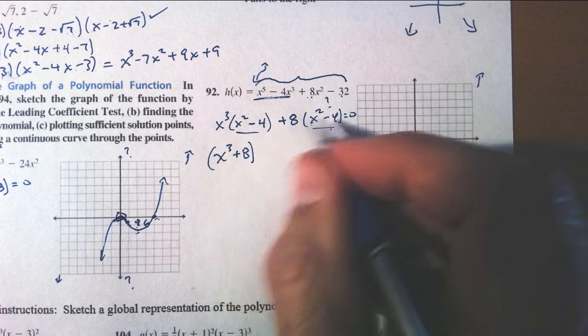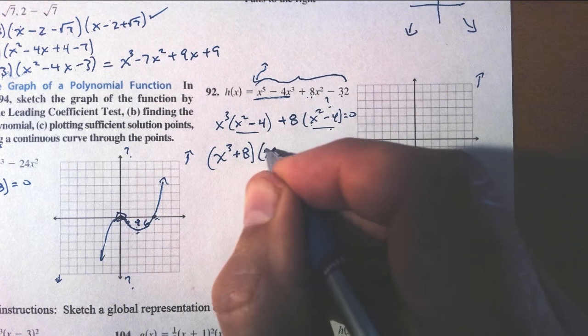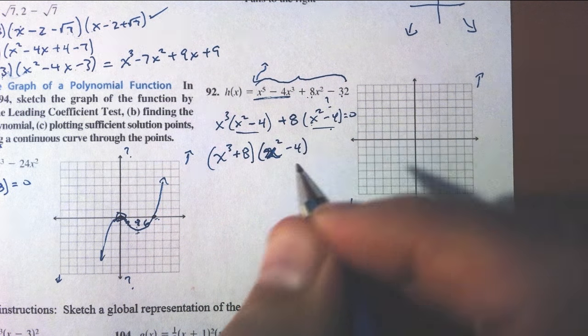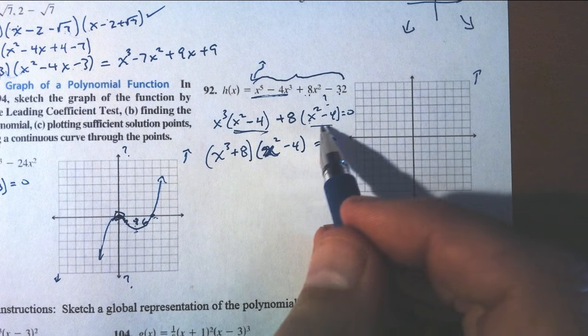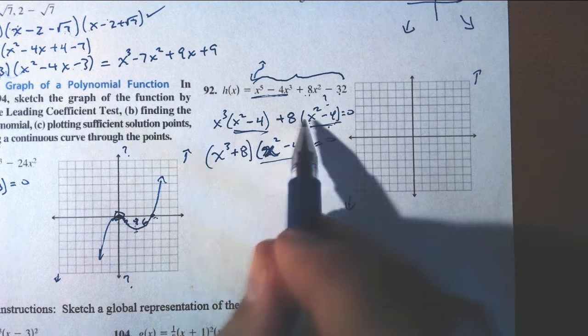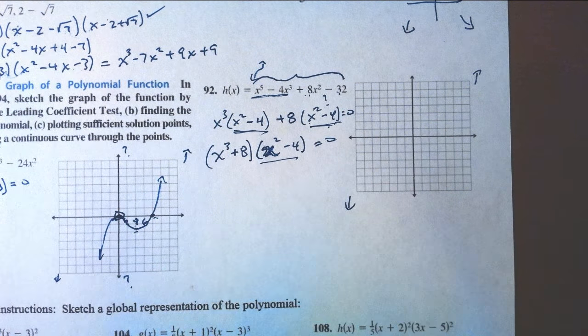If I factor x squared minus 4 out of that, I'm left with just the x. If I take out the x squared minus 4 and the x squared minus 4, I'm left with an x cubed plus 8. So either x cubed equals negative 8, x equals negative 2, or x squared equals 4, x equals plus or minus 2. So I've got a 0 at 2, a 0 at negative 2, and a 0 at negative 8.